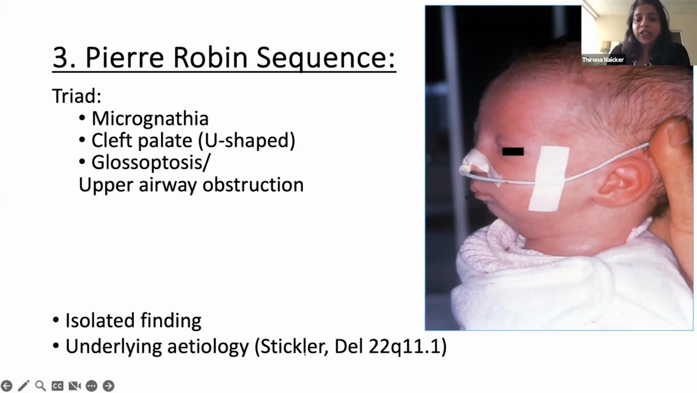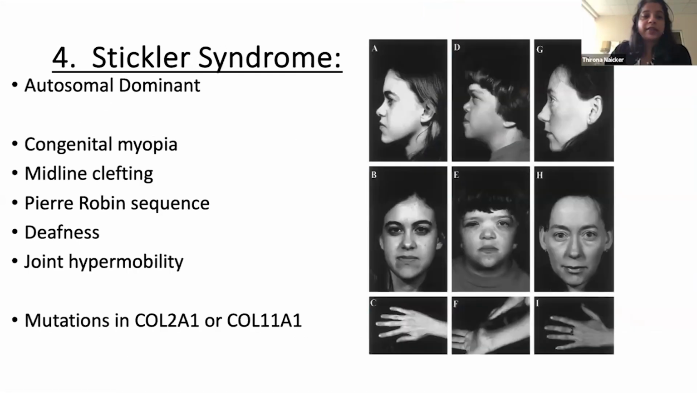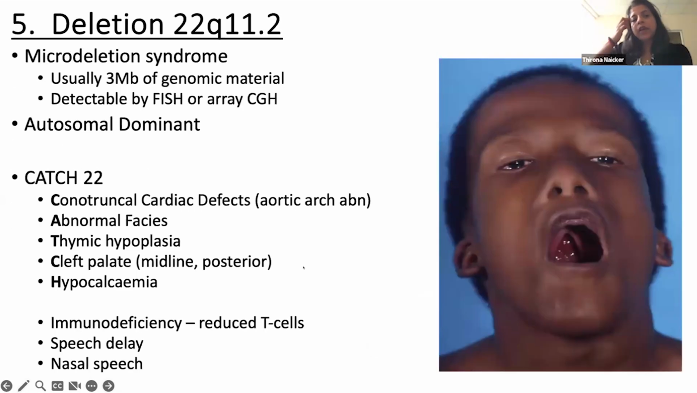So there's an underlying etiology or gene, and sometimes we have it with Stickler syndrome or deletion 22q11 syndrome, which I'm going to show you in the next 2 slides. Stickler syndrome is autosomal dominant. We have congenital myopia, so short-sightedness. There's midline clefting, Pierre Robin sequence, like I mentioned, deafness, and this picture here is showing the quite hypermobile thumbs. There are mutations in genes known as COL2A1 or COL11A1, and it's another clinical syndrome that you can see.